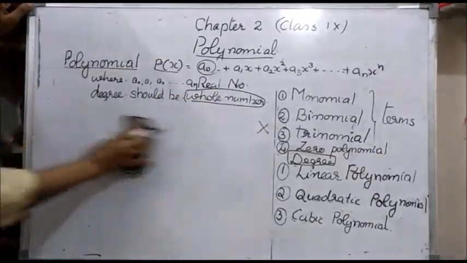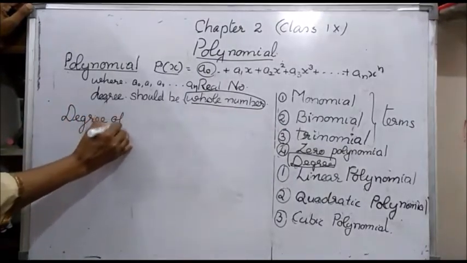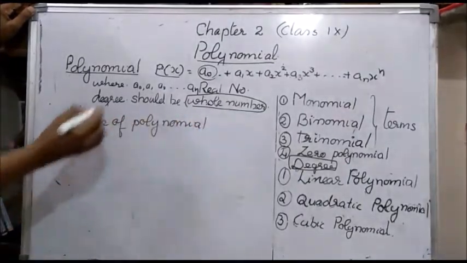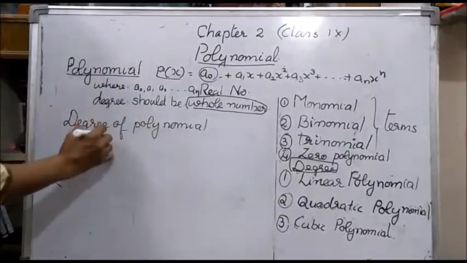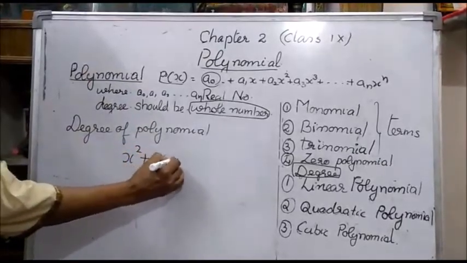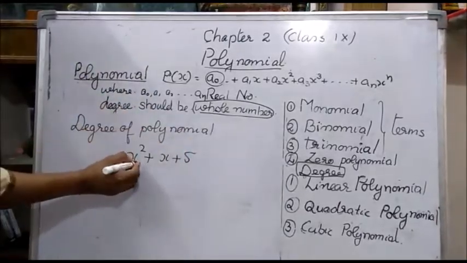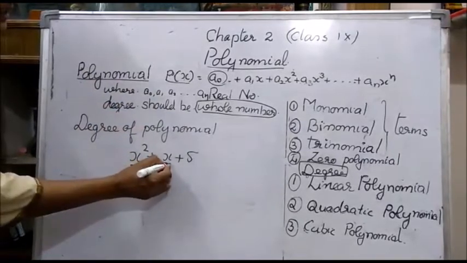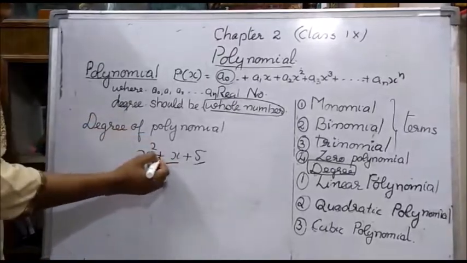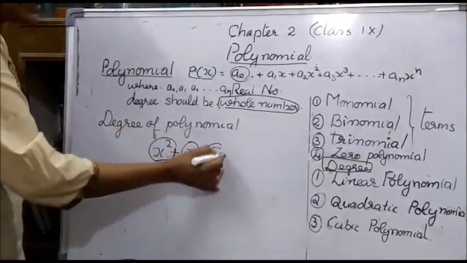Now, what is the degree of a polynomial? Let the polynomial be x square plus x plus 5. Here, what is the degree of this polynomial? Before that, what is a term? Here there are 3 terms. Terms of an algebraic expression are separated by plus or minus. So this is one term, second term and third term.